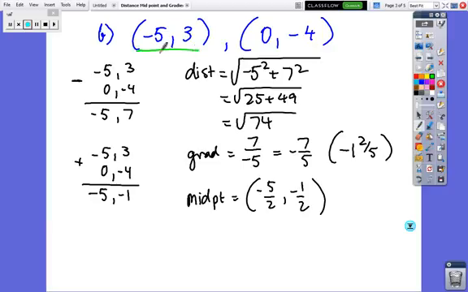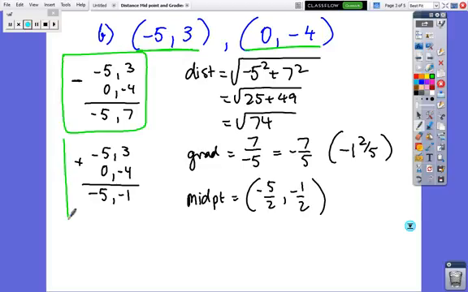So this time I'm trying to put in some negatives, so you've got exposure to negatives again. Again, this is just the way you could do it. I set up a minus, I set up a plus, because I'm going to use minuses for distance and gradient, and plus for midpoint. So I'm subtracting: minus 5 minus 0 is minus 5, 3 minus minus 4 becomes 7, and on the adds, minus 5 plus 0 is minus 5, 3 plus minus 4 is minus 1, so I've got to use those numbers. In the distance, I'm going to use those numbers and square them. Minus 5 squared and 7 squared end up with 74.